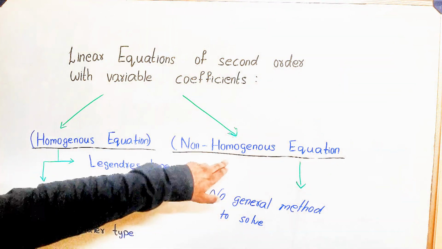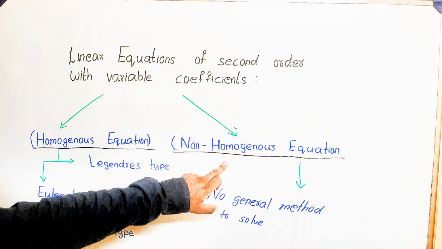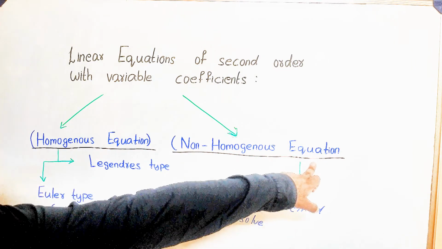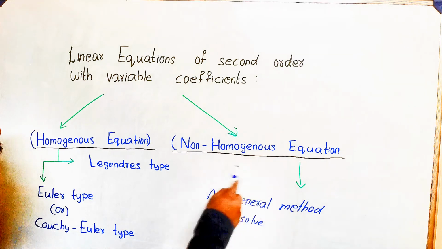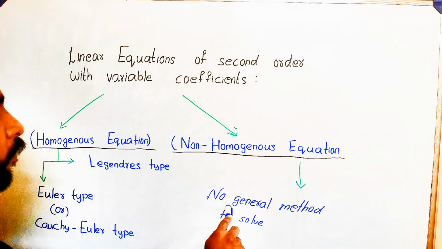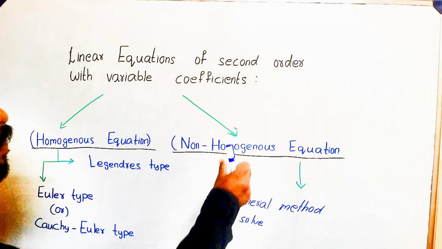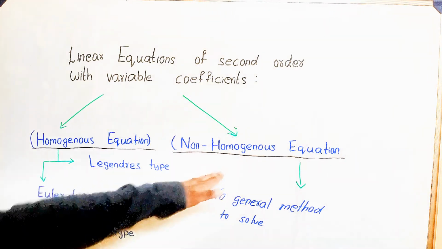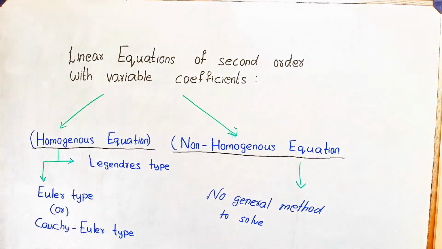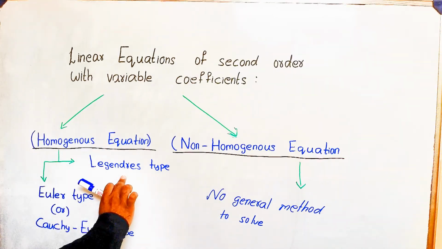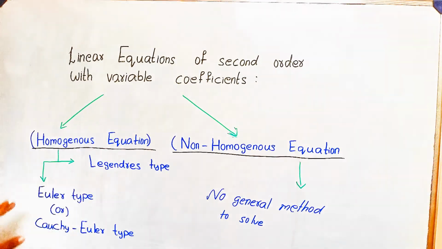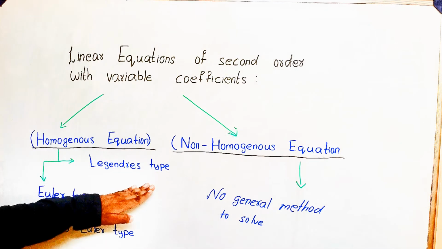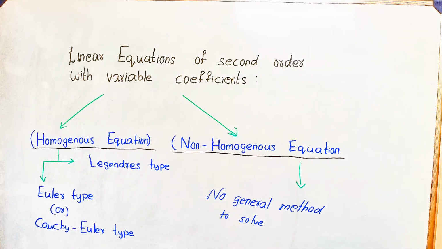And the second type of linear equations with variable coefficients is the non-homogeneous equation, and we don't have any general method to solve the non-homogeneous equation. So as we don't have any methods here, we will be concentrating on homogeneous equations and how to solve them, and we will try the Euler type first and the Legendre's type second. So let's begin with the Euler type or Cauchy Euler type.